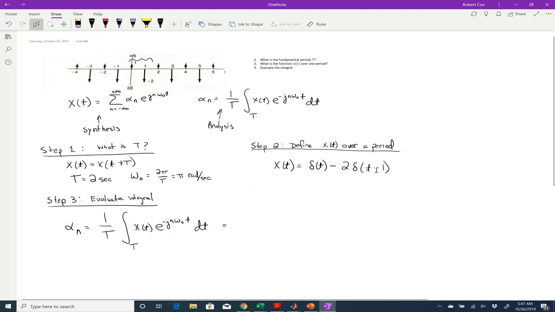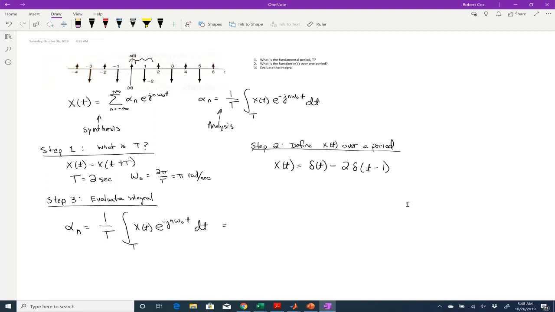Remember, the delta of t minus 1 puts it at t equal to 1, because at t equal to 1 the argument becomes 0, and I have delta of 0. So what that says is that at t equal to 1, this whole function is equivalent to delta of 0. It has the same value that delta of t has at t equal to 0. That's over 1 period.